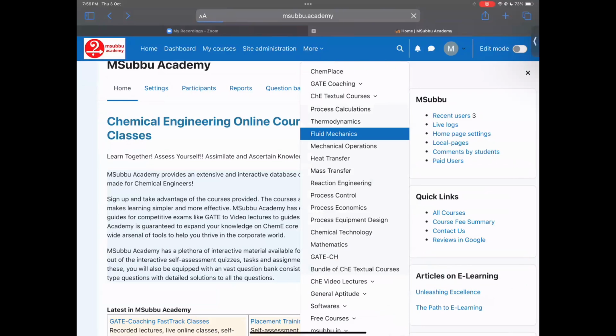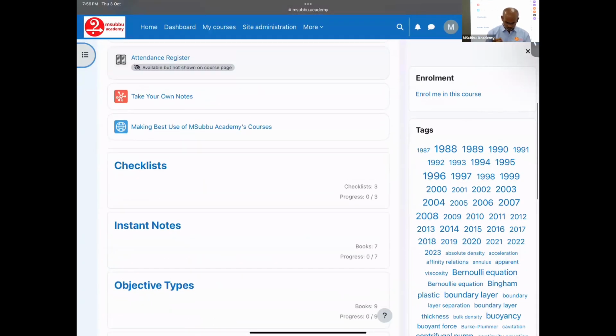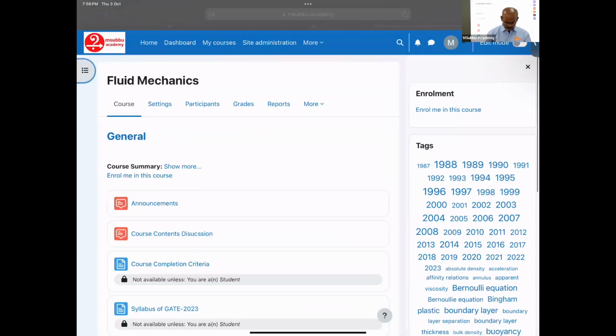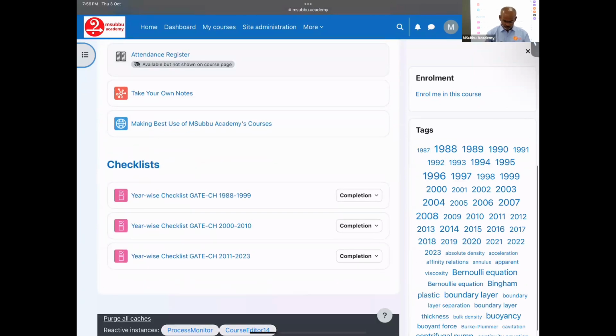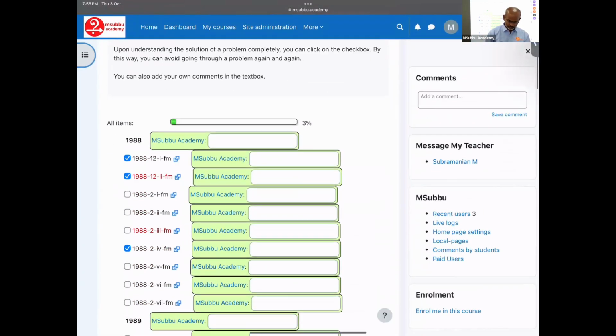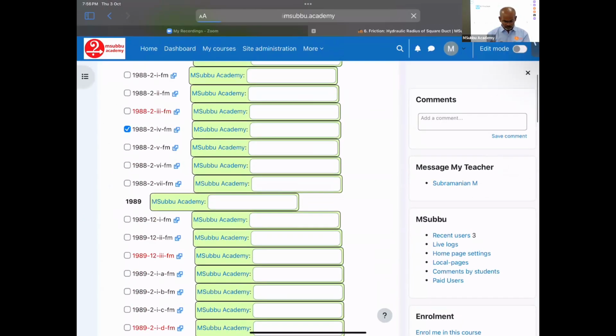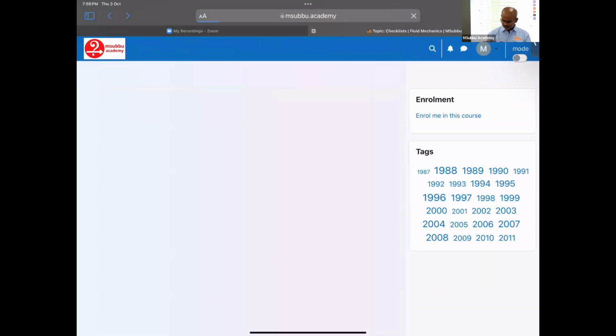If any of you have any question to ask, please feel free. This checklist lists things in year order. For example, if you want to see a particular year's questions, you can simply go through that. There are links available, and it will directly take you to that link. The contents are very nicely formatted and listed.